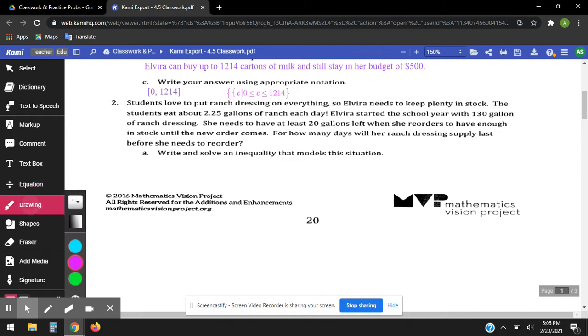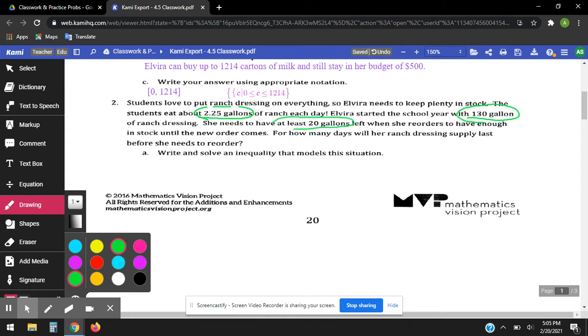Let me start making notations here. Let's do this one in green. Students eat about 2.25 gallons of ranch each day. That's a lot of ranch. Elvira started the school year with 130 gallons of ranch dressing. She needs to have at least 20 gallons left when she reorders to have enough in stock until the new order comes. For how many days will her ranch dressing supply last before she needs to reorder?